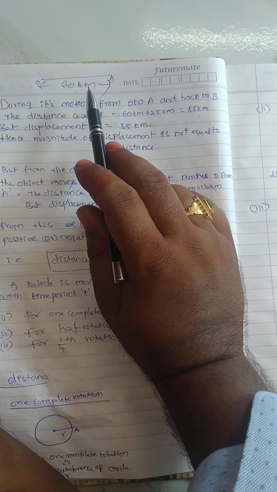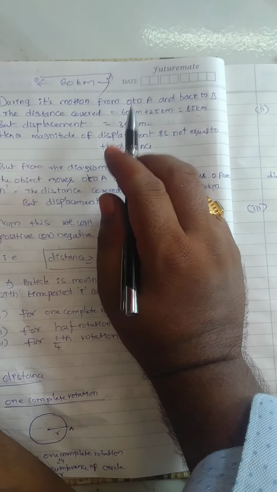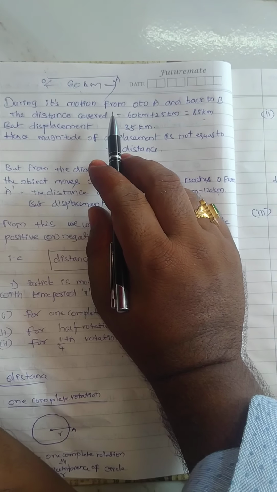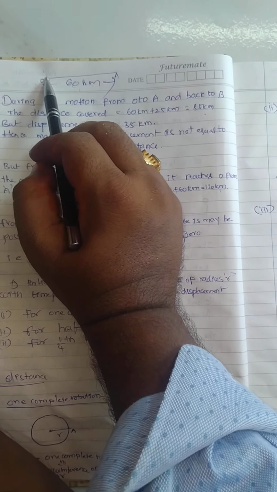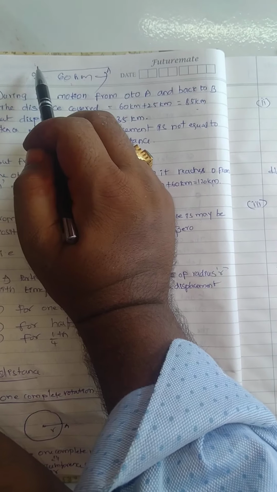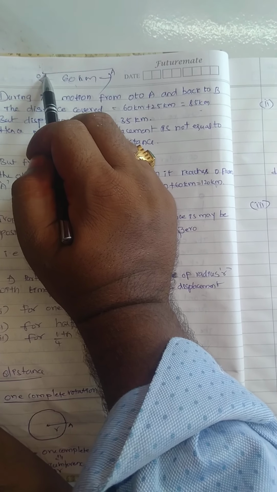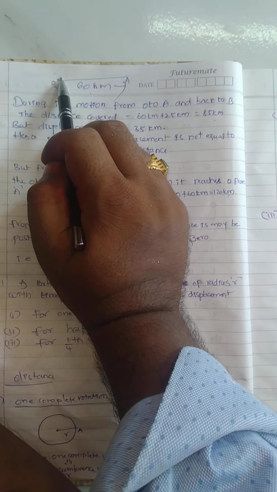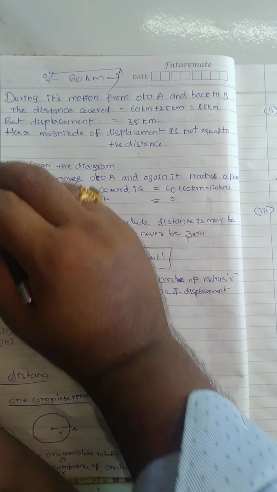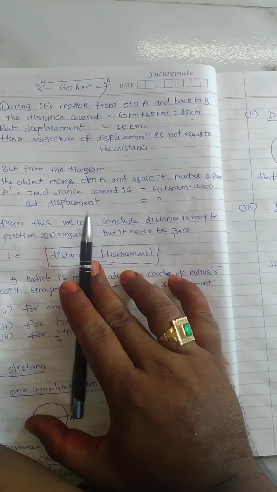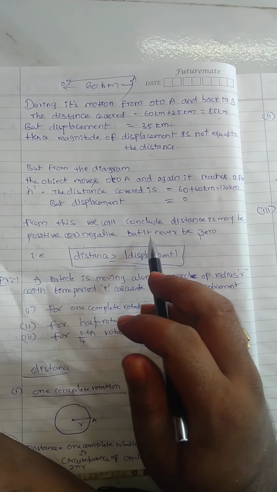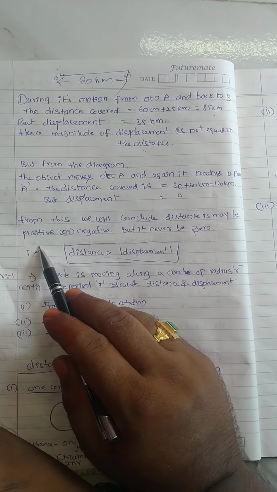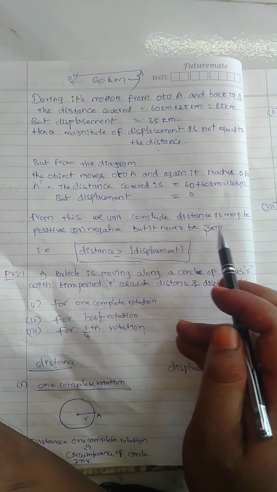Whenever a particle is moving along a straight line or along a circular motion and again reaches the same position, for example, the particle starts from O and at the end of its journey reaches O, then displacement should be 0. For one complete rotation, displacement must be equal to 0. Hence, from this we conclude distance may be positive or negative, but it can never be 0.